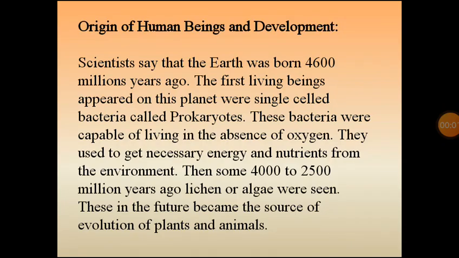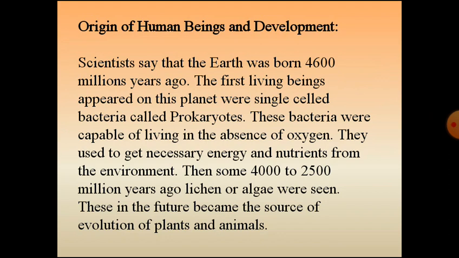Origin of human beings and development. Scientists say that the earth was born 4,600 million years ago. The first living beings that appeared on this planet were single-celled bacteria called prokaryotes. These bacteria were capable of living in the absence of oxygen. They used to get necessary energy and nutrients from the environment. Then, some 4,000 to 2,500 million years ago, lichen or algae were seen. These in the future became the source of evolution of plants and animals.